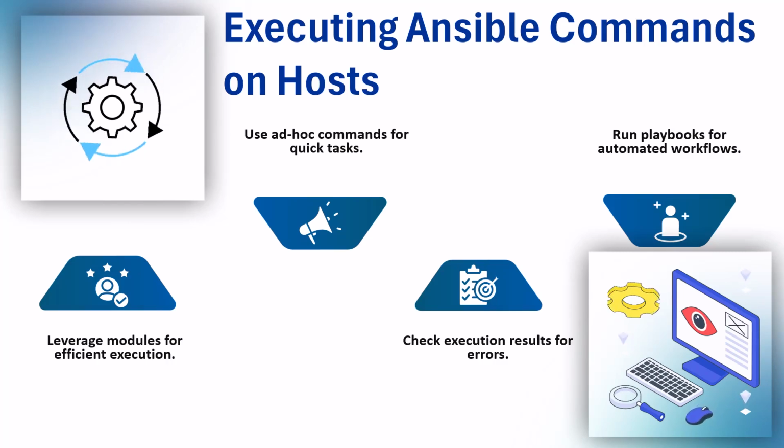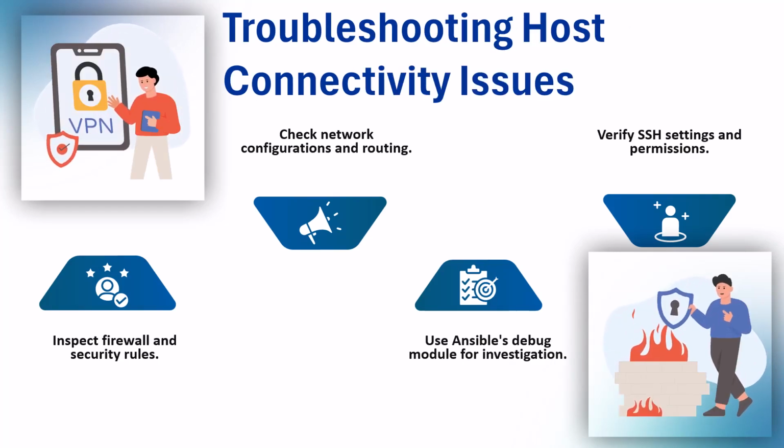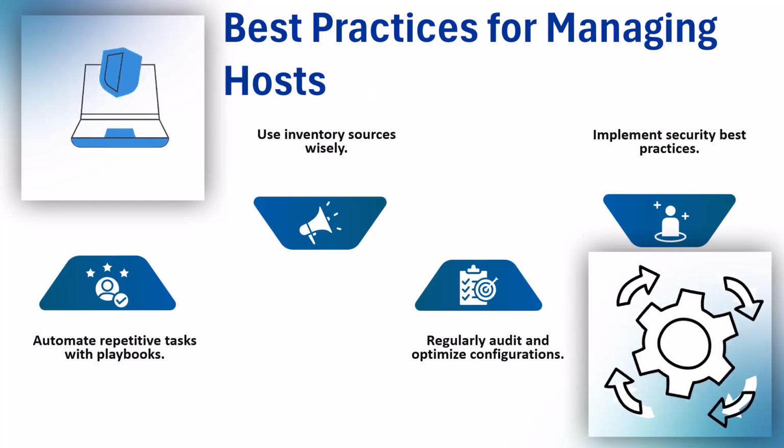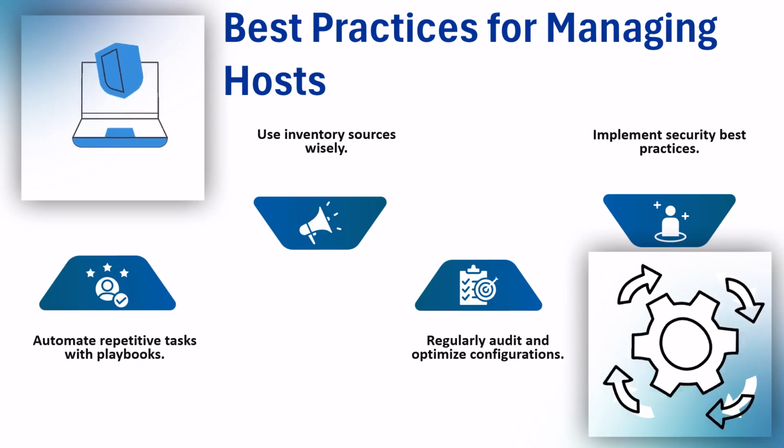It never ends well. Troubleshooting is detective work, finding the culprit behind failed connections. Network configs can be tricky, with silent misconfigurations causing chaos. SSH settings, even one typo in credentials, can lock us out. Firewalls have a mind of their own, sometimes blocking what they shouldn't. And Ansible's debug module. It's like turning on the lights in a dark room. Suddenly, everything makes sense.